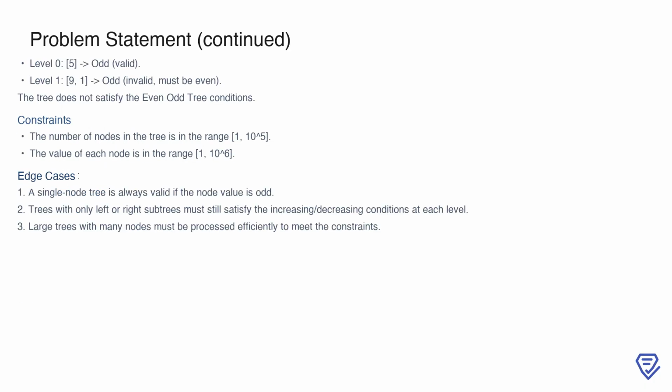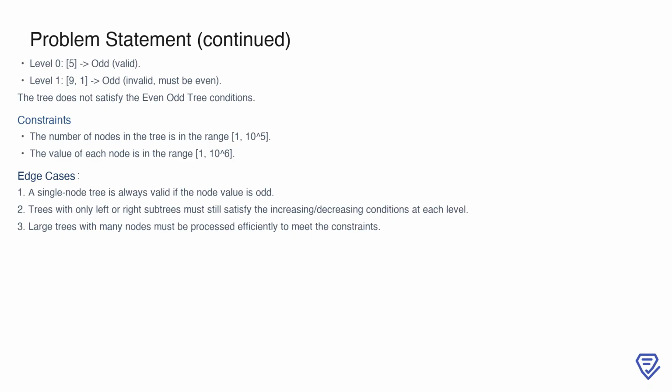In a final example, the tree has a root value of 5, with child nodes 9 and 1 at level 1, and further nodes 3 and 5 at level 2. At level 0, the value 5 is odd, which is valid. However, at level 1, the values 9, 1 are both odd, which violates the condition that all nodes at odd index levels must have even values. This makes the tree invalid as an even-odd tree, and the output is false.